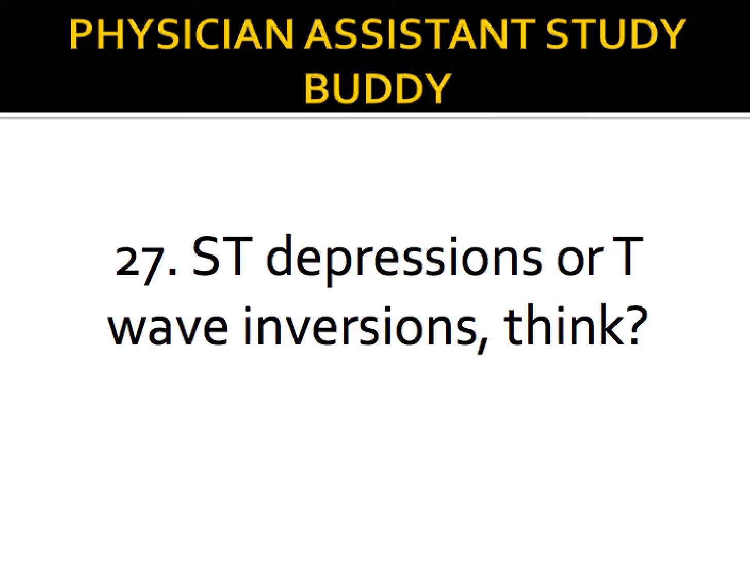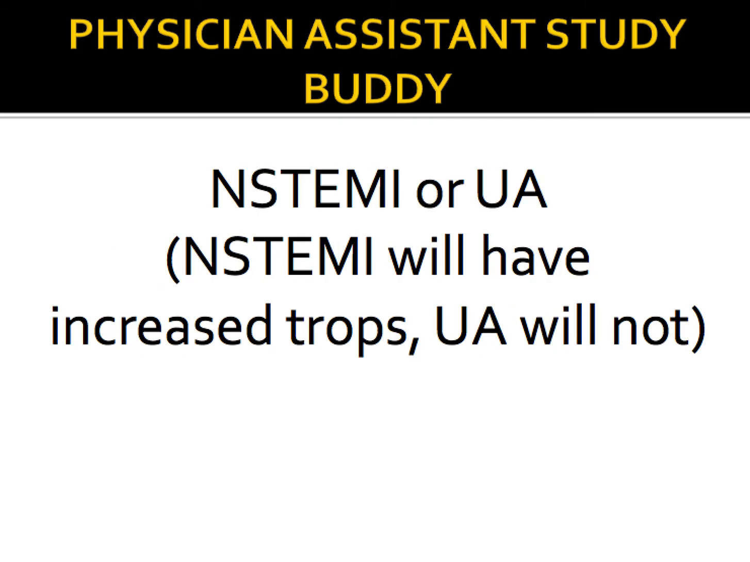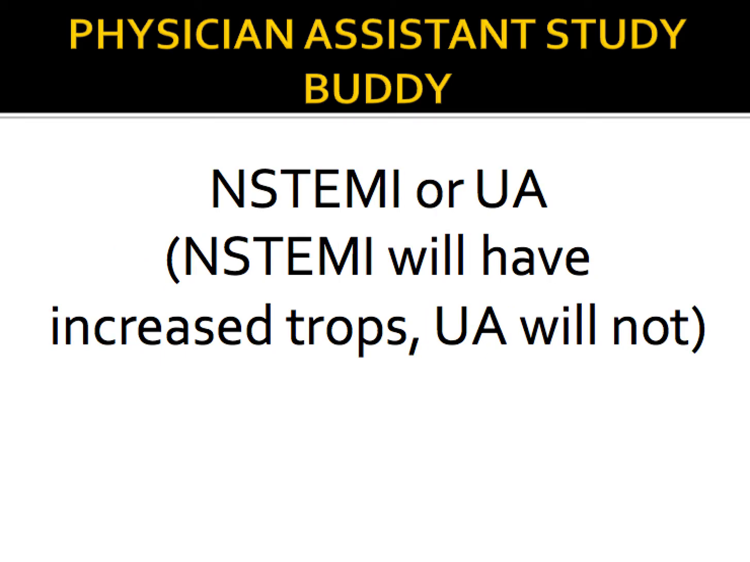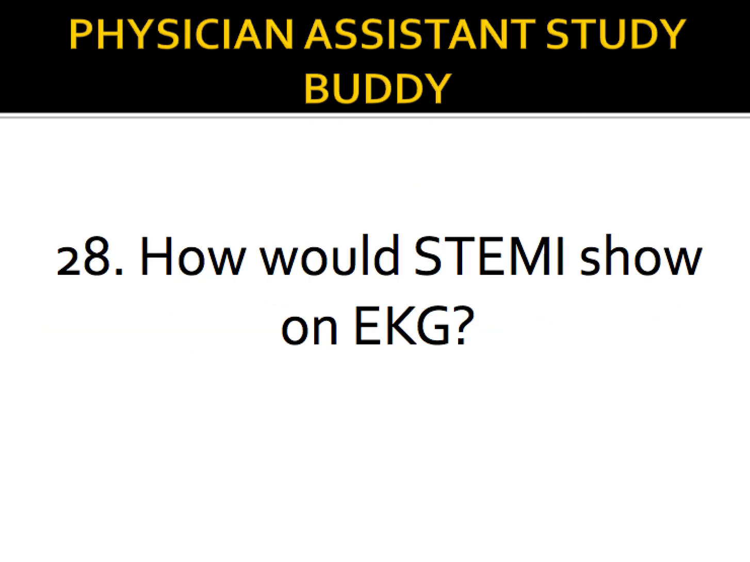ST depressions or T-wave inversions should make you think of what? They should make you think of NSTEMI or unstable angina. So you may get an EKG that shows ST depressions or T-wave inversions. Your next thought should be to look at the troponin to differentiate between NSTEMI and unstable angina, because the NSTEMI will also have increased troponins where unstable angina will not. That's the easiest way to separate these two.